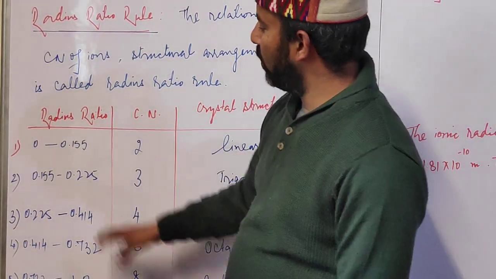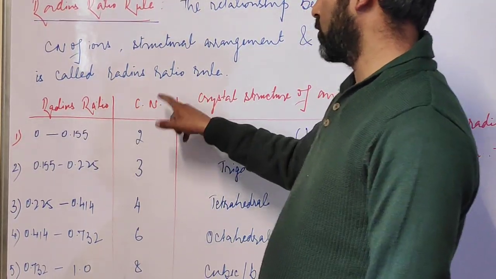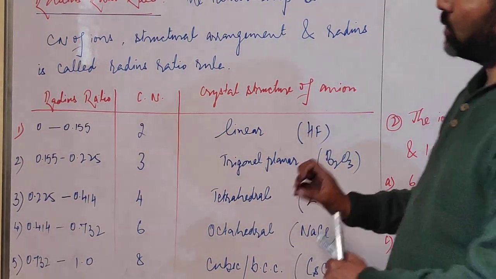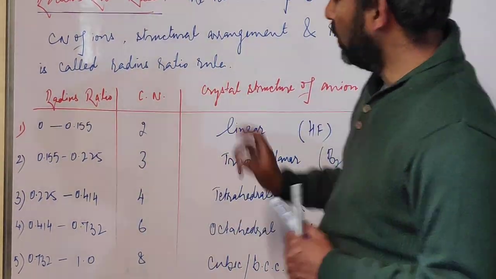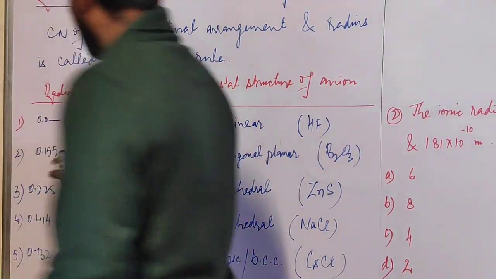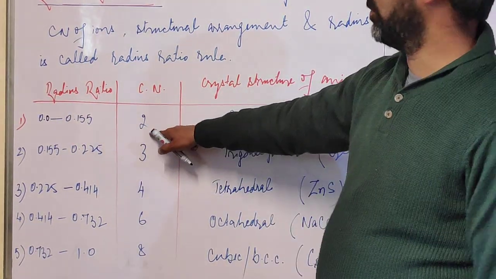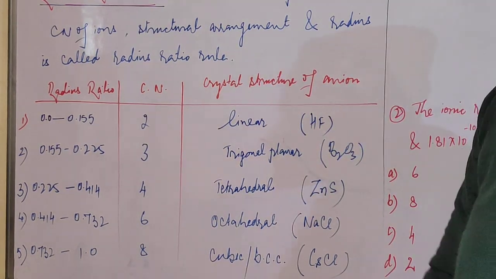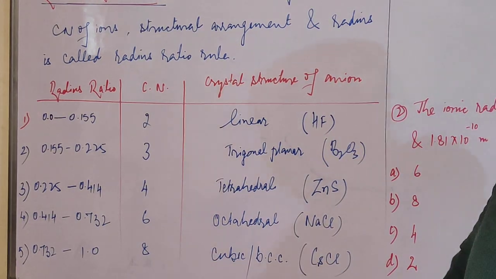So students, I have a tabular arrangement. Now see, in this table the first column is radius ratio. Next, from radius ratio we can predict coordination number, and then from coordination number we can predict crystal structure. Now students, on calculating radius ratio, that is radius of cation to that of anion, if the value is in the range 0 to 0.155, students, the coordination number will be 2 and the crystal structure is linear. Hydrogen fluoride crystals have this arrangement.